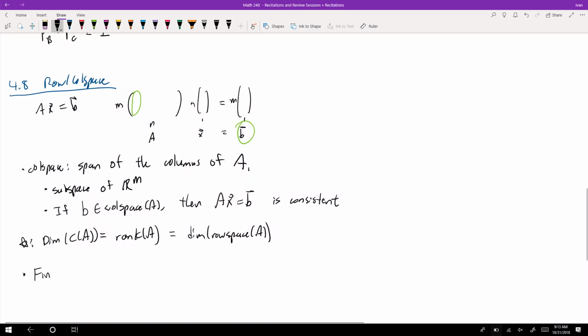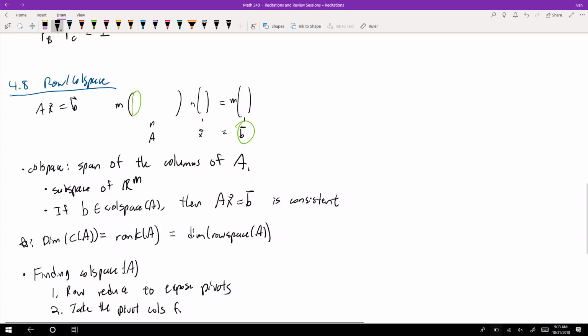Okay. Finding the column space of A. Step 1, row reduce to expose the pivots. And step 2, take the pivot columns from the original, not reduced, matrix.